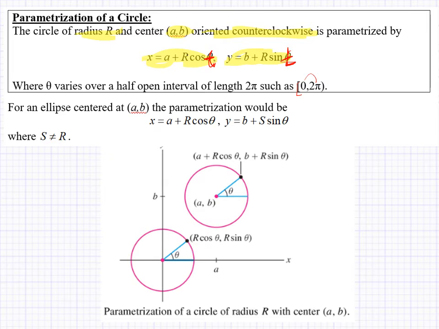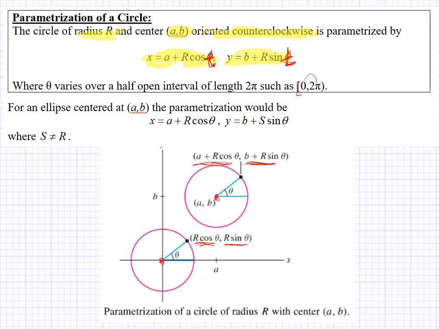So you think about kind of a circle. It could be centered here. It could be centered here. It doesn't really matter where the center is. If it's centered at the origin, a and b would both be 0, and we just have r cosine theta, r sine theta. If it's centered off the origin, then your a and b would affect that center, and you have a plus r cosine theta, b plus r sine theta.